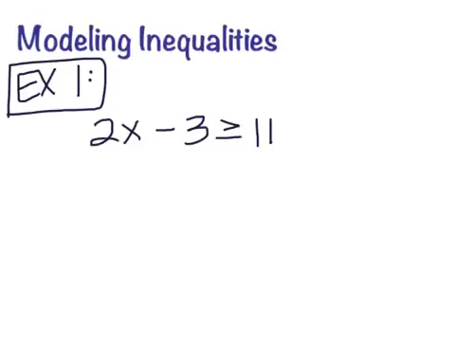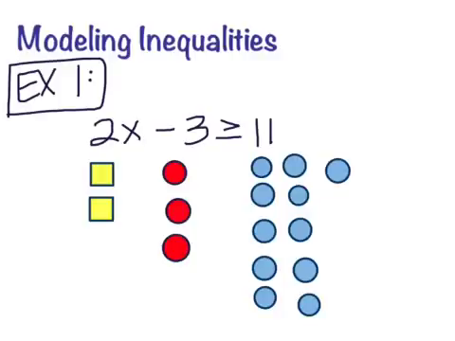To model inequalities now, we're going to use this example. 2x minus 3 is greater than or equal to 11. Please pause to model. Again, for x's, we're going to use boxes, and for constants, we will use circles. Please notice these constants are a different color from these constants. Why? Because this is a subtraction sign, so these are 3 negative numbers, and these 11 are positive. So we cannot just cancel these out with these because they are not the same.